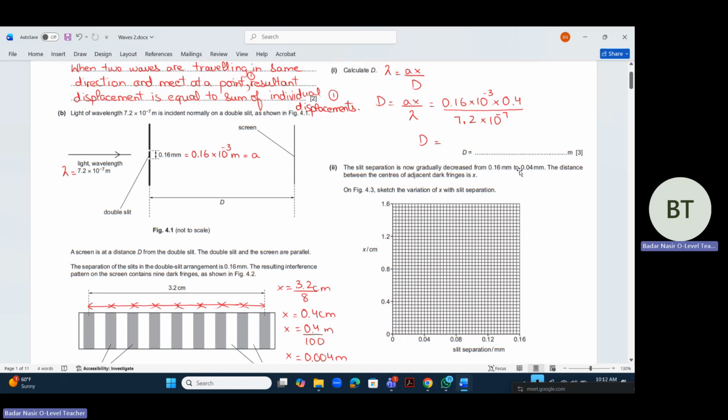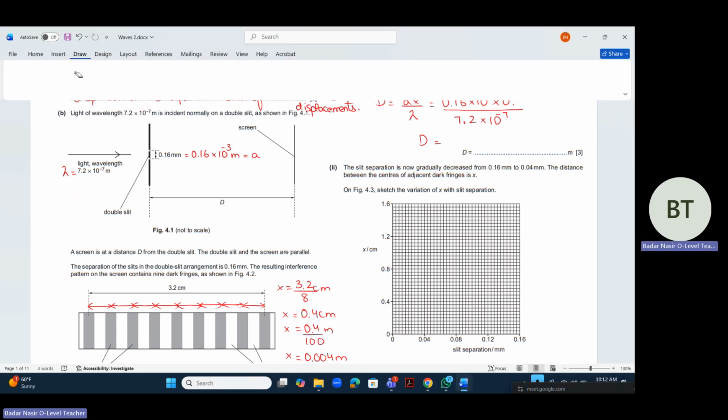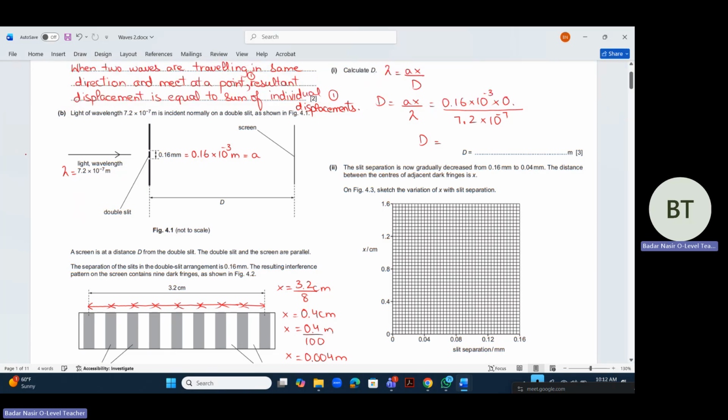Can you just tell me what value we get? Sorry, 0.004. So we have to use the value that was in meters. So the answer that we get is 0.888 meters. And we have to give the final answer to two significant figures. So the final answer is 0.89 meters.